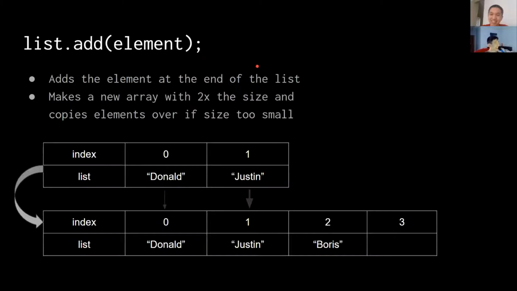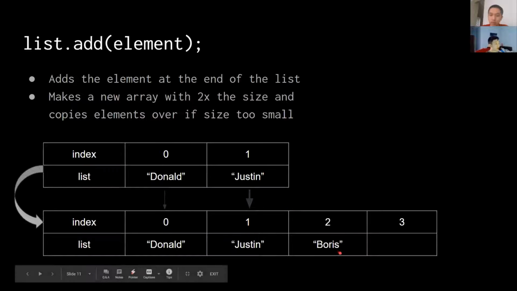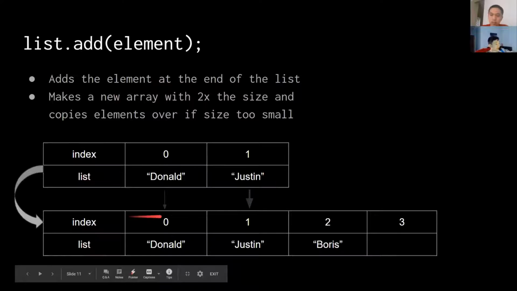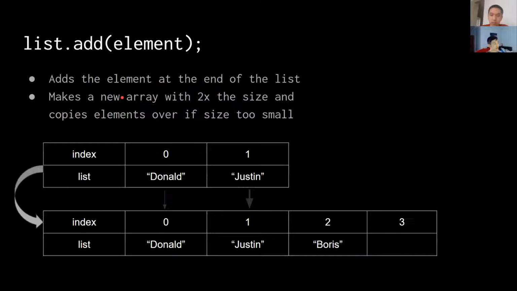Adds the element at the end of the list. Yeah, okay, I actually just explained this. Whatever. So list.add: if you do list.add Boris, you'll get from this list to this list, right? And the only bad thing about ArrayList is that it's a bit slower, because each time you do .add, it actually creates a new array with 2 times the size and copies elements over if the size is too small.